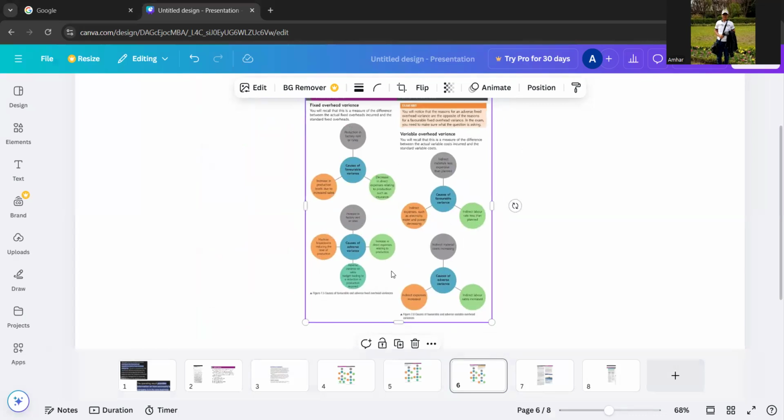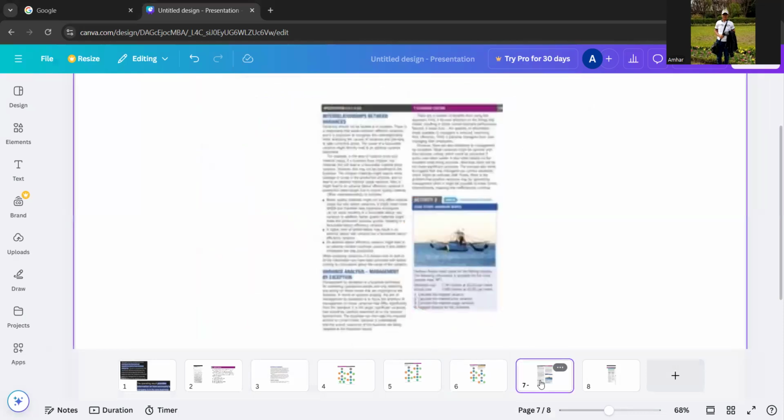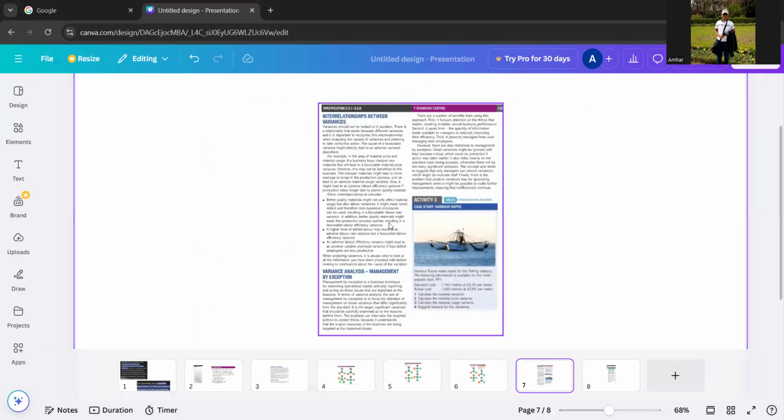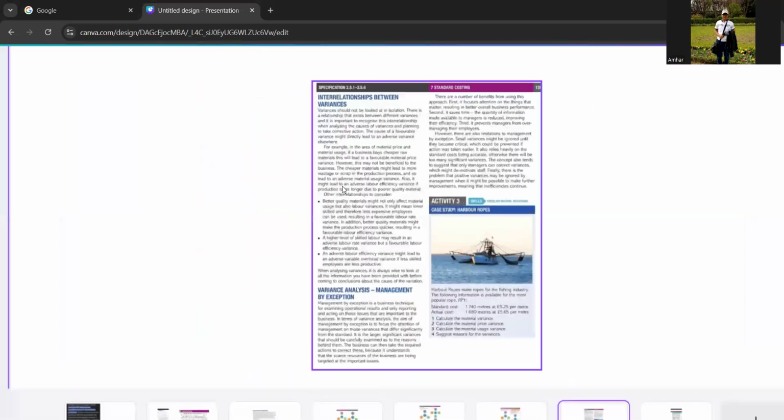Yeah, understood all those. Okay, so in exams they might ask you to evaluate the reasons for the variances, something like that. Then you have to know this, okay? And now look at this. This is also in your textbook.